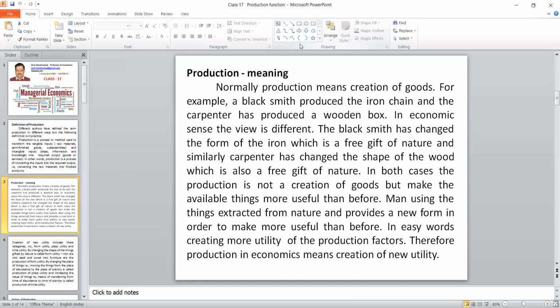Suppose when we discuss in depth about the production, normally the production means creation of goods. For example, a blacksmith, blacksmith means he who works in iron. A blacksmith produces the iron chain, and the carpenter is producing a wooden box. So this is called production. In economic sense, this view is very different.